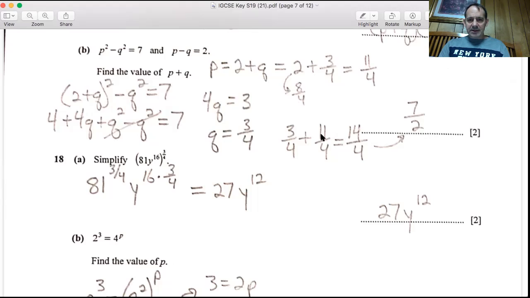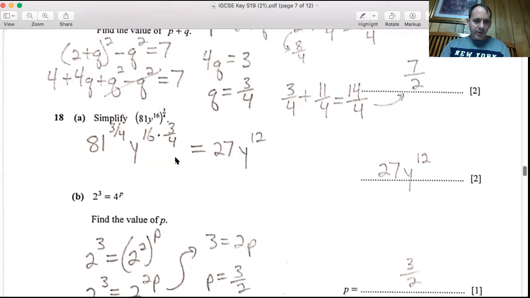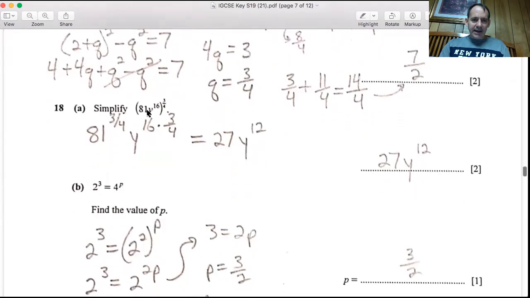And so we're going to take 11/4 plus the 3/4, which is 14/4, which reduces to 7/2. Here we go back to our exponent rules again. We have 81y to the 16th raised to the 3/4 power. Again, we have an exponent raised to an exponent, so our exponent distributes to multiply.